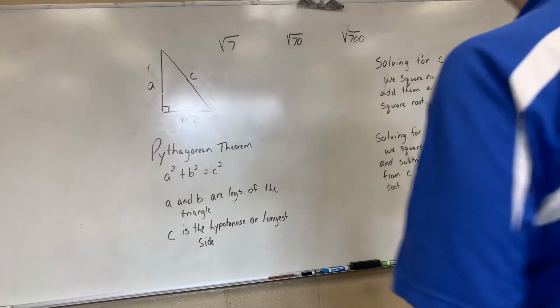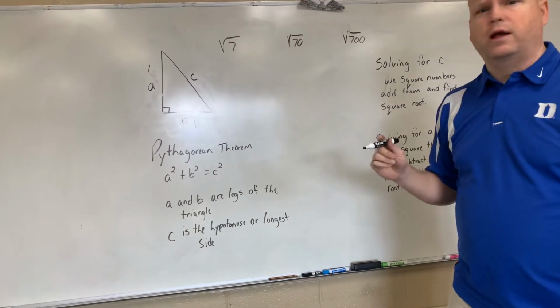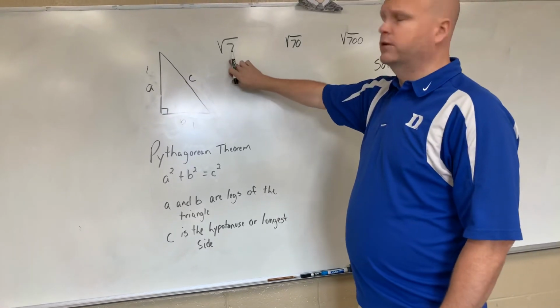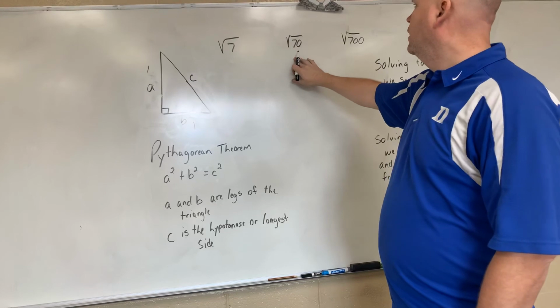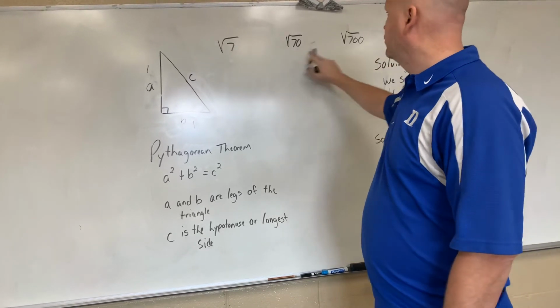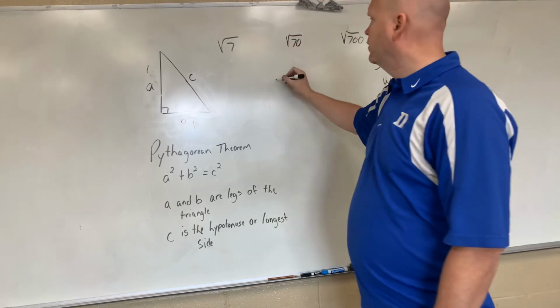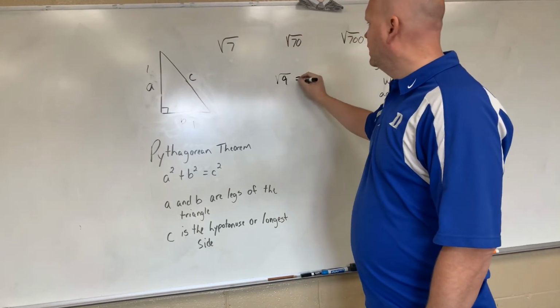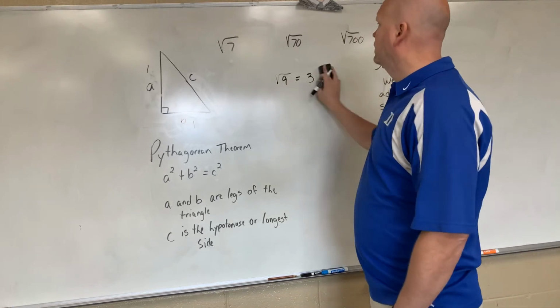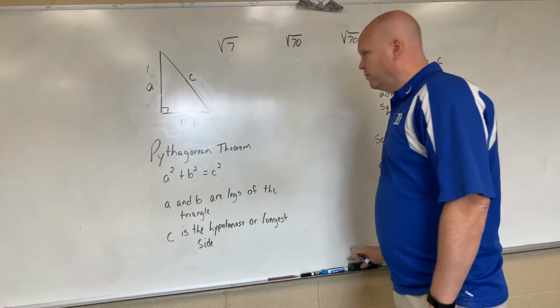All right, estimating square roots and irrational numbers. An irrational number is the square root of an imperfect square. So all of these are irrational numbers. If it's the square root of, say, 9, because that equals a whole number, that's a rational number. But we are dealing with irrational numbers.